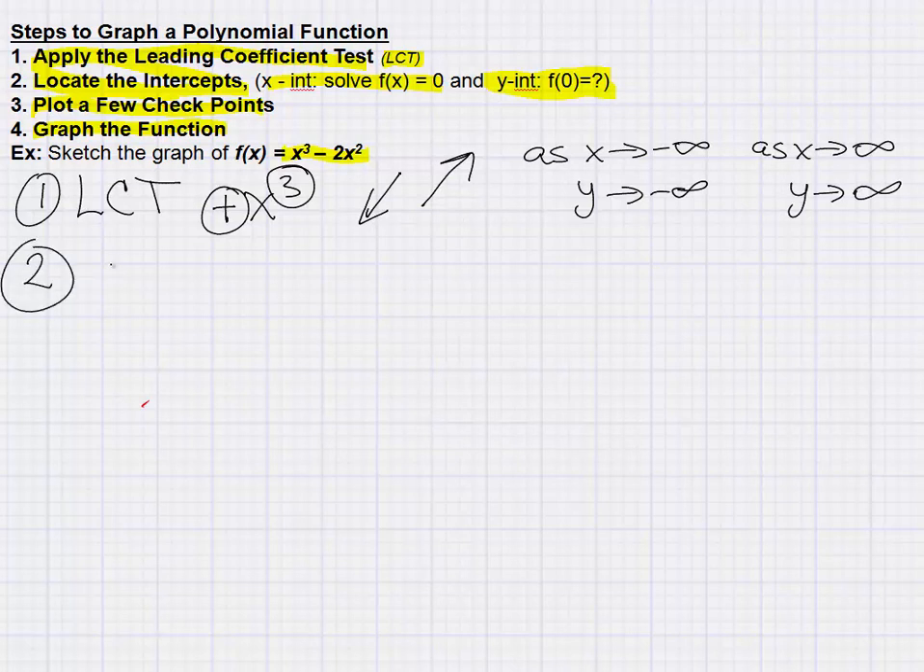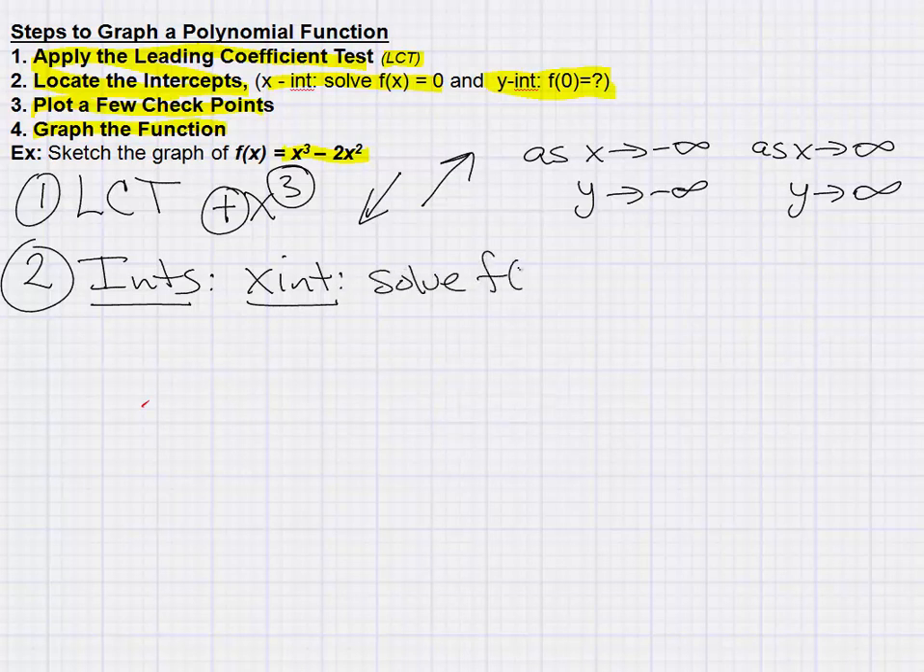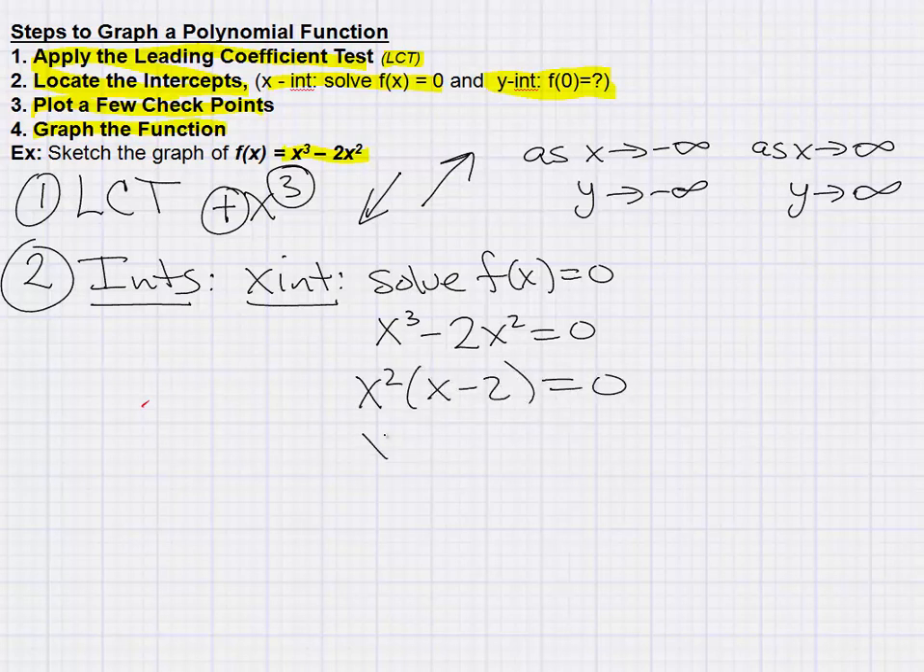Step 2, intercepts. Okay, so if I want to do my intercepts, what do I have to do? I have to find my x-intercept. So I have to solve f of x equals 0. In that case, I have to solve x cubed minus 2x squared equals 0. Find the zeros. Well, it's a polynomial equation. How do you solve a polynomial equation? Primarily through factoring. So I'm going to pull out an x squared, and I'm left with x minus 2. So that gives me x equals 0 and x equals 2.